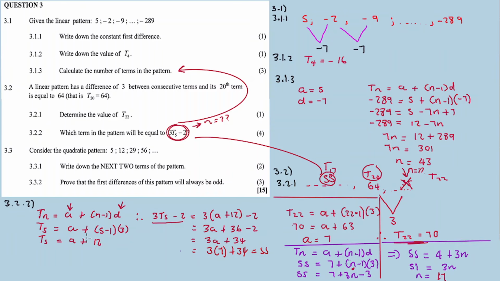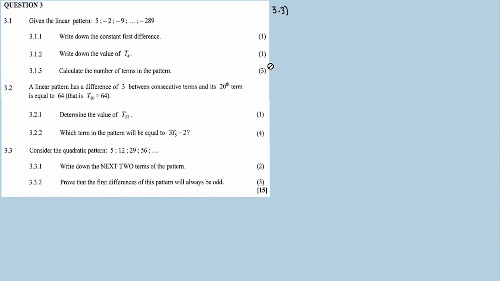3.3, but first let me erase here. Alright, question 3.3 is a quadratic pattern: 5, 12, 29, 56. 3.3.1. Write down the next two terms of the pattern. Now the pattern here, together. Right? You get your first differences. 12 minus 5. What is 12 minus 5? That's 7. 29 minus 12.